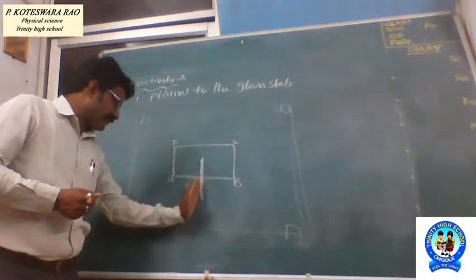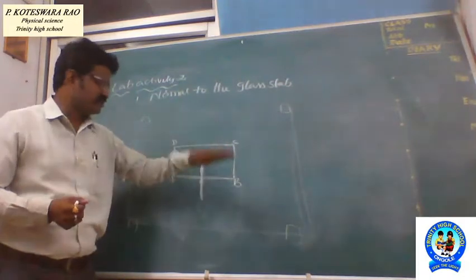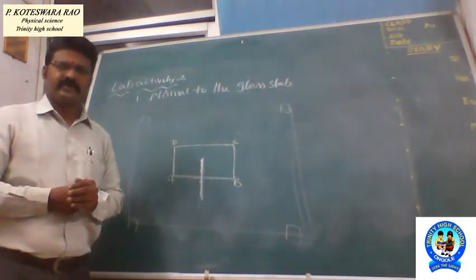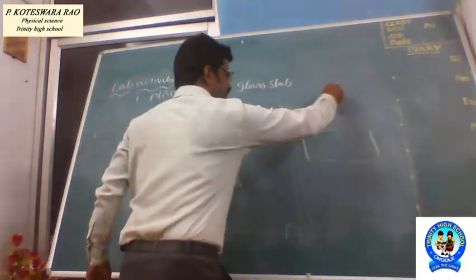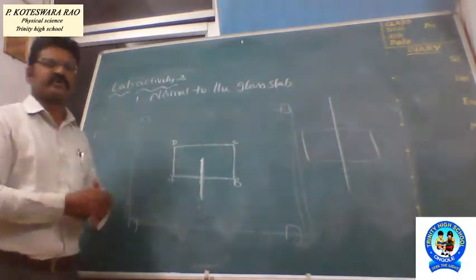Because here that line is perpendicular to AB, it is without deviation. There is no deviation, so it can travel straight. So if any light ray falls perpendicular to the glass slab, it is undeviated. That is a most important concept.